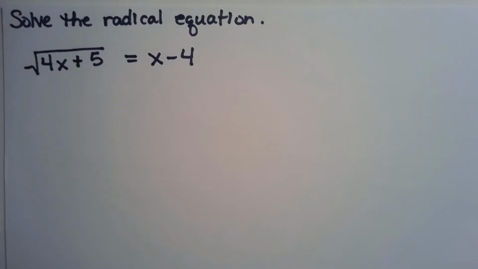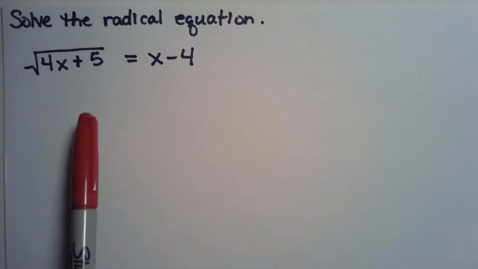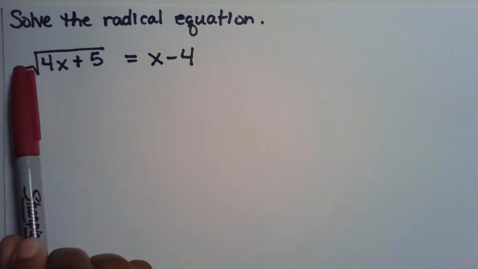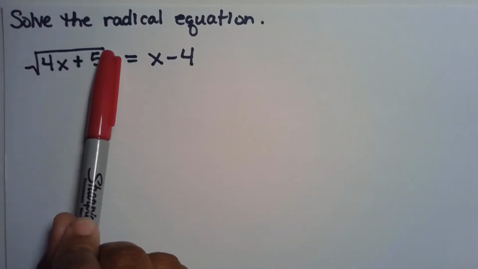Let's solve the square root of 4x plus 5 equal to x minus 4. Okay, so what we're going to do, first of all, the radical is by itself on one side. That's what we want. Then we want to eliminate the square root symbol.